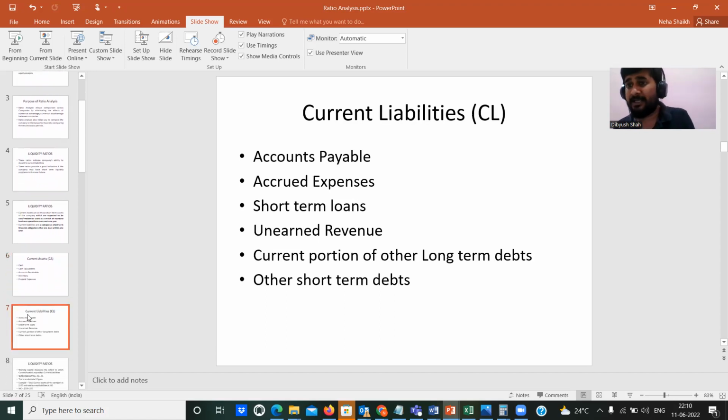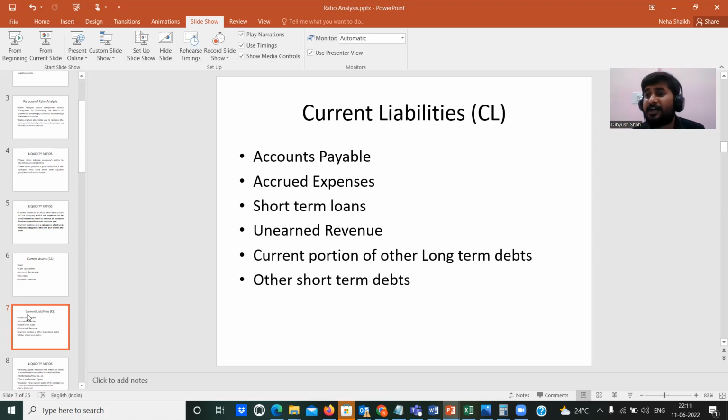Next, we deal with current liabilities. Current liabilities, as the name suggests, are those liabilities which are due in the next 1 year. First is your accounts payable, that is your creditors. They are all expected to be paid within the next 1 year, because when you purchase goods on credit from somebody, you generally purchase in the ordinary course of business. They don't charge any interest and they expect to be paid within 90 or 120 days.